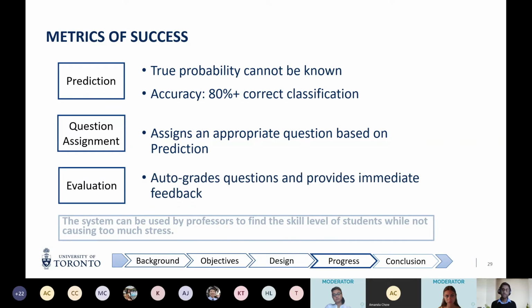Finally, a successful evaluation module would be able to auto-grade the questions and provide immediate feedback to the students. The overall objective of this system is so that it can be used by professors in order to find the exact skill level of students while not causing too much stress to them, as opposed to normal in-person examinations.